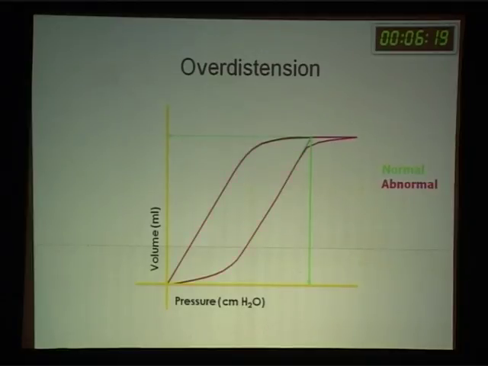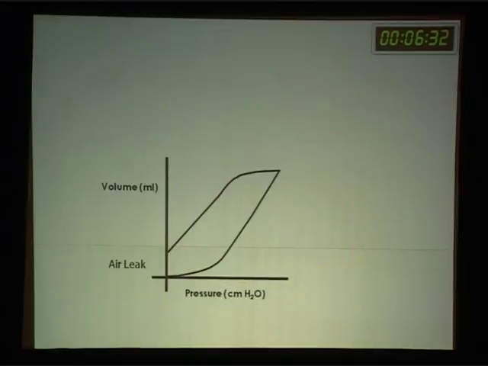Okay, beaking. The tip of the curve just going out like a beak tells you that you are over distending the lung. And the last, if you see a loop which is not touching the baseline, it tells you there is an air leak.